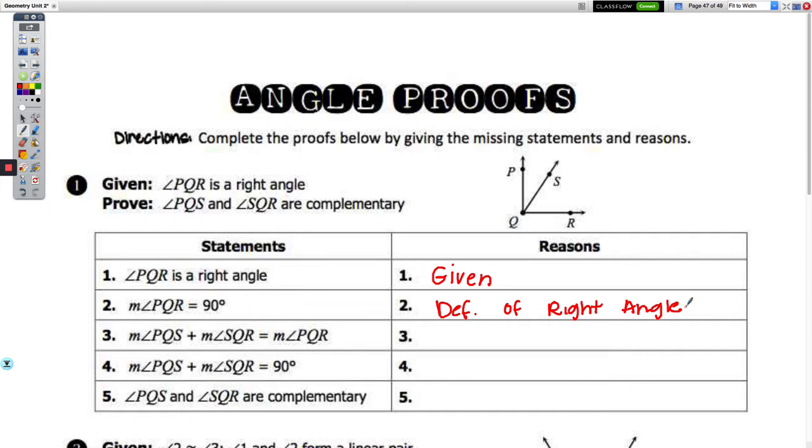The measure of angle PQS, that's this angle, plus the measure of angle SQR, that's this angle, equals the measure of angle PQR. What tells us that? The angle addition postulate.